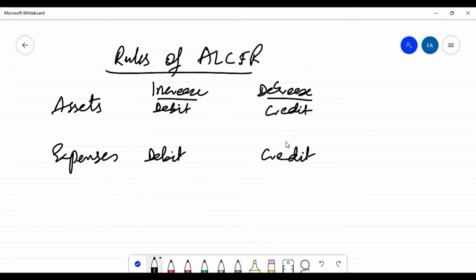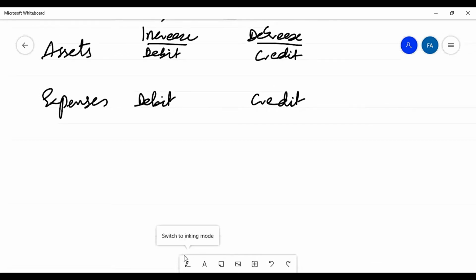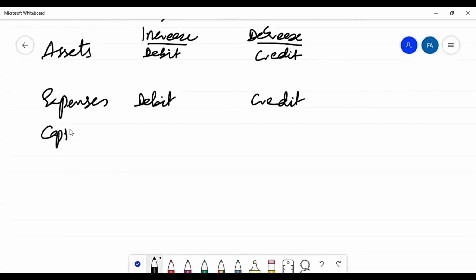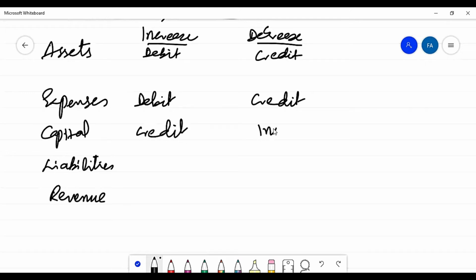Okay, assets and expenses increase on the debit side and they decrease on the opposite side, which is the credit side. But if we talk about capital, liabilities, and revenue, these increase on the credit side and they decrease on the debit side.